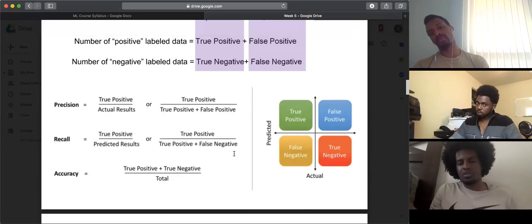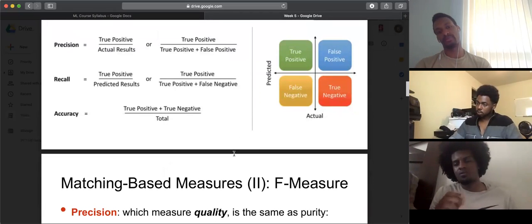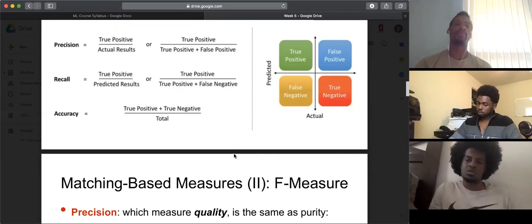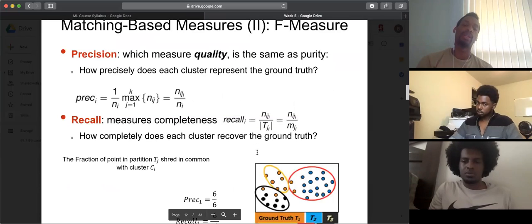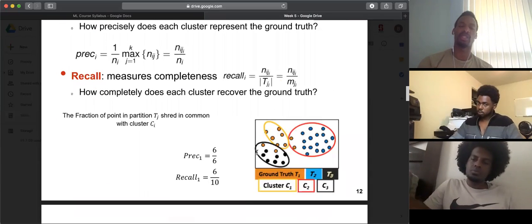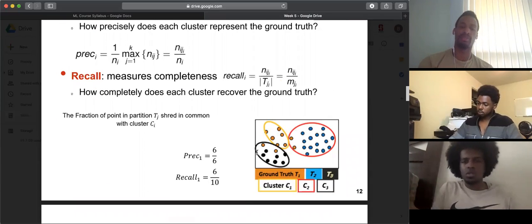So the false negative part is the values of the ground truth data set or the ground truth partition that are not a part of your original cluster selection. Yeah, I don't know why that says predicted results. That should say the true results, like the truth, right? Yeah, it should say truth.